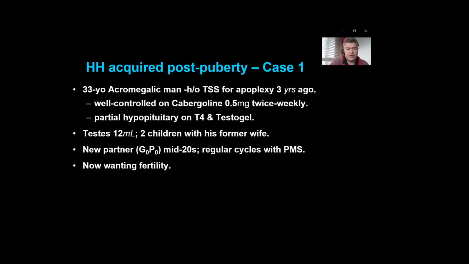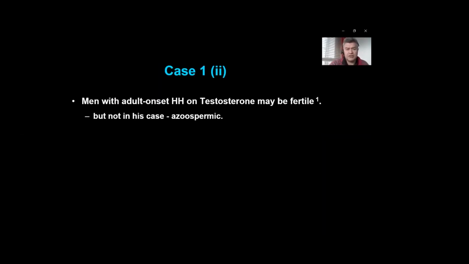His testes are 12 mil, he has 2 children with his former wife, and a new partner, much younger, who has never been pregnant before but has regular cycles, premenstrual symptoms, and now wants fertility. And so you think, what has he got going for him, and what are the obstacles? Well, firstly, men with adult onset hypogonadotropic hypogonadism may actually be fertile. In his case, not, he's azoospermic.